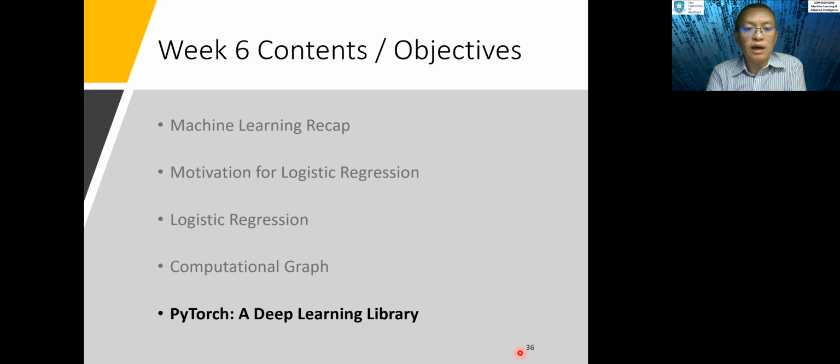In the last section, we will look at PyTorch, a library designed for deep learning.